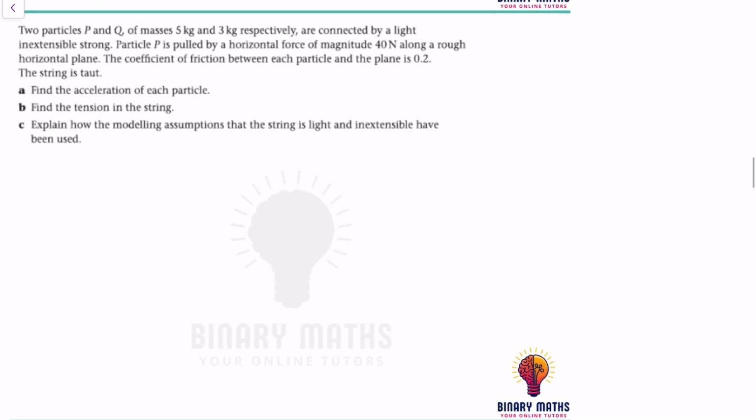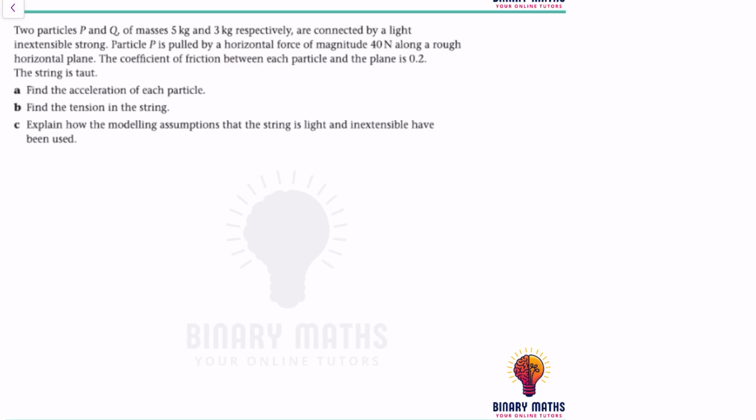Okay, next example. 2 particles P and Q of mass 5 kg and 3 kg respectively are connected by a light, inextensible string. So we've got P and we've got Q. So P is 5g weight, Q has weight 3g. They both feel tension. Particle P is pulled horizontally by a force of 40 newtons. So 40 this way along the rough horizontal plane. The coefficient of friction between each particle and the plane is 0.2.